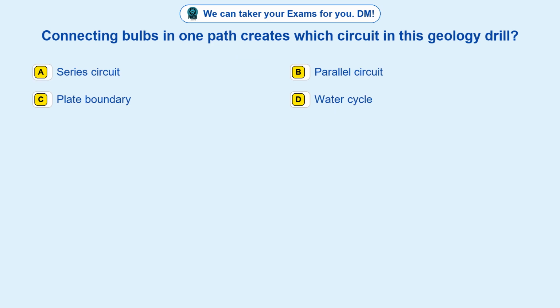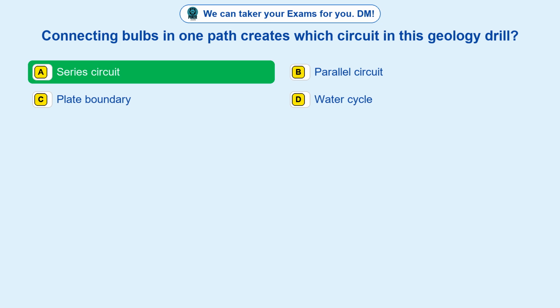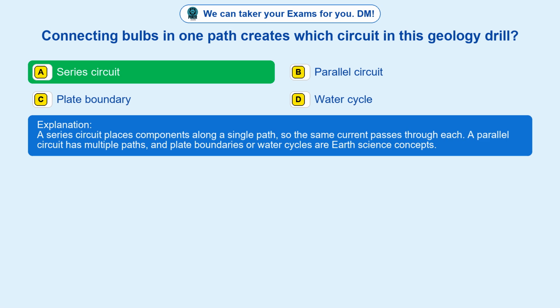Question 73. Connecting bulbs in one path creates which circuit in this geology drill? Option A, series circuit. Option B, parallel circuit. Option C, plate boundary. Option D, water cycle. The correct answer is option A. Series circuit. A series circuit places components along a single path, so the same current passes through each. A parallel circuit has multiple paths, and plate boundaries or water cycles are earth science concepts.